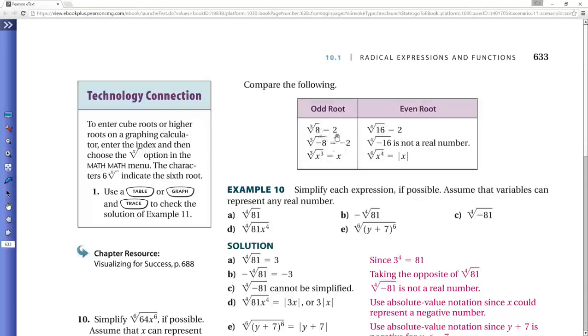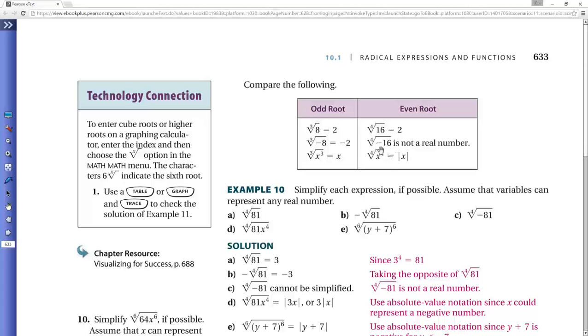If I have the cube root of 8, that's 2. If I have the cube root of negative 8, it is negative 2. So they have unique range values that come out of these functions. With even roots, if I have the fourth root of 16, it's equal to 2. I could also say that I could take negative 2 to the 4th power and get 16, but we're going to take the absolute value of the root, which is going to be that positive 2.